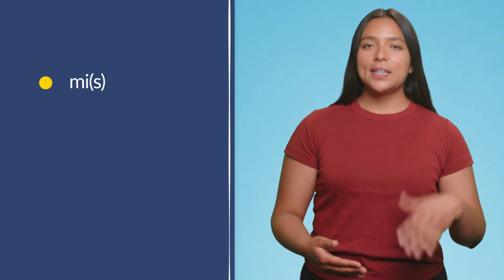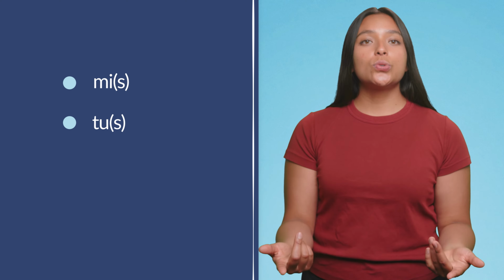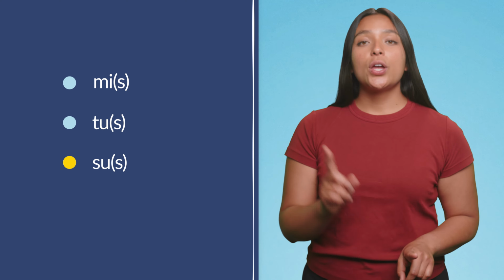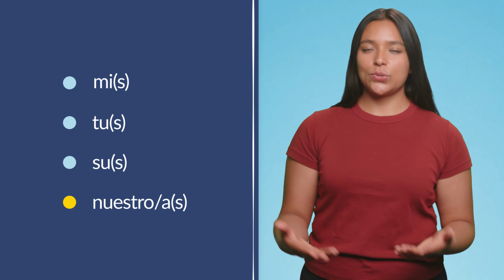This table might look like a lot, but the whole list of short form possessive adjectives we use in Spanish can be summed up like this: mi, mis, tu, tus, su, sus, nuestro, nuestra, and nuestros, nuestras. Let's see what this looks like in action.